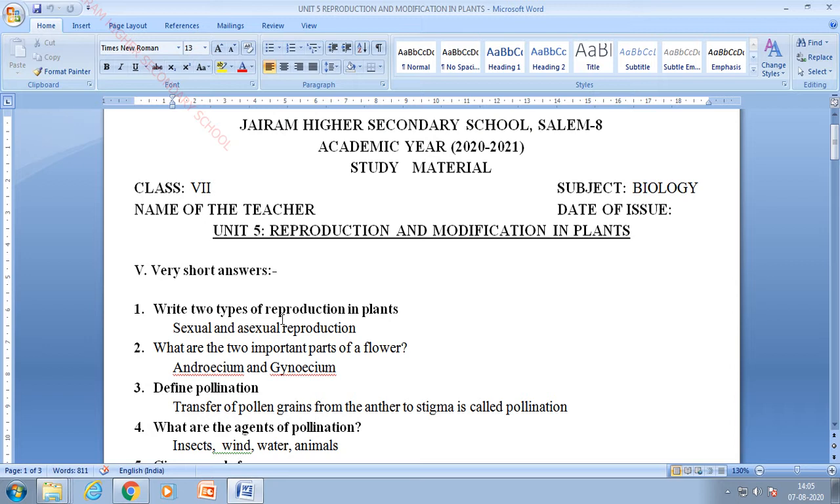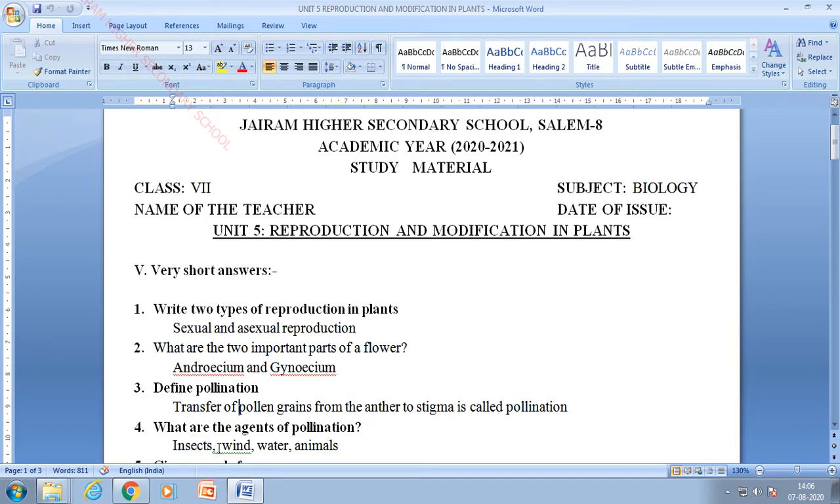Third question, define pollination. You know very well, the pollination process happens before the start of fertilization. Pollination is the first process taking place in fertilization. Here the pollen grains from the male part of a flower will be transferred or deposited on the stigma of the female part of the flower. So the transfer of pollen grains from anther to stigma is called pollination.